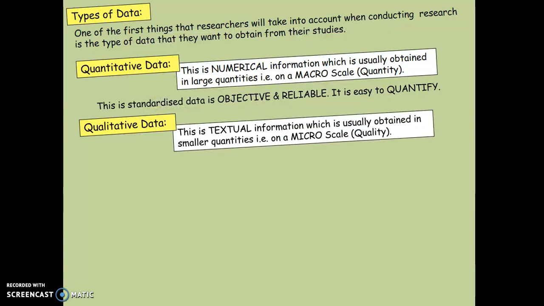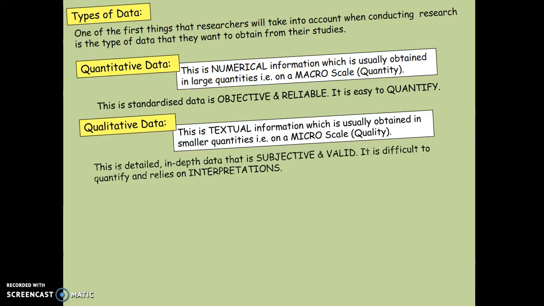Qualitative data. This is textual information which is usually obtained in smaller quantities, i.e. on a micro scale. This is detailed, in-depth data that's subjective and valid. It's difficult to quantify and relies on interpretations.